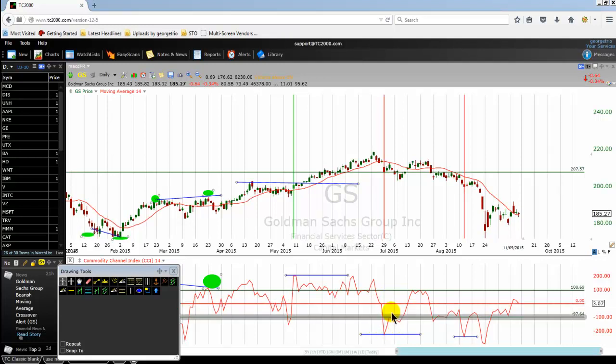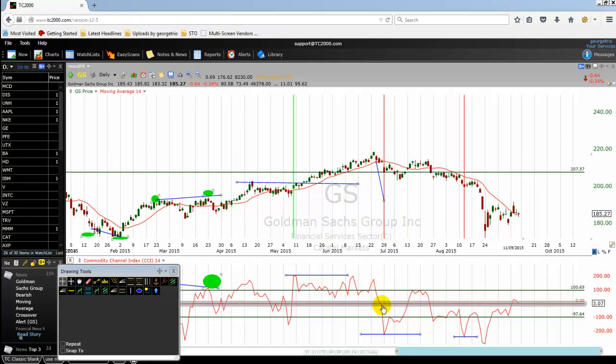So the two conditions are verified for the CCI. We want to compare whether, in normal condition, if the CCI deviates from the center line and also dips below the level of negative 100, the price should also go down far away from the moving average 14. The price should deviate far away from the corresponding moving average. Here, we did not see any deviation of the price.